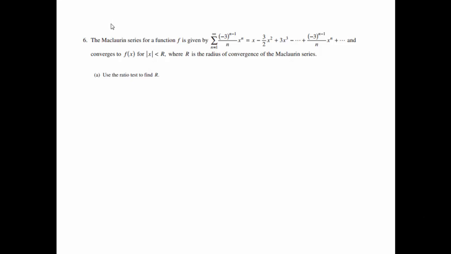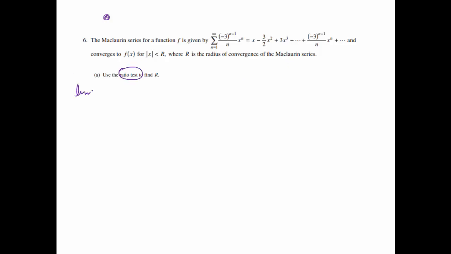All right, number 6, we knew what was coming, a Maclaurin series. Here we go. The Maclaurin series for a function f is given by this series, and then it gives you the terms of the series, and converges to f of x for the absolute value of x being less than r, where r is the radius of convergence of the Maclaurin series. Use the ratio test to find r.